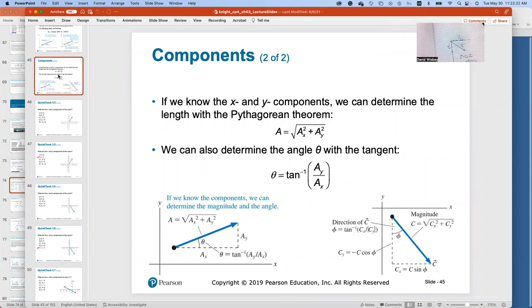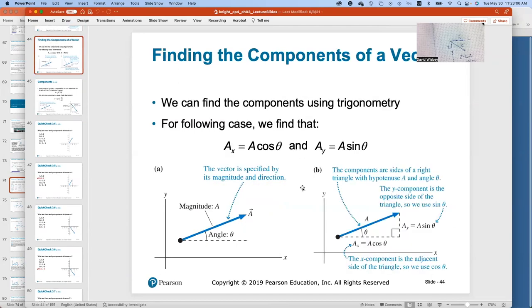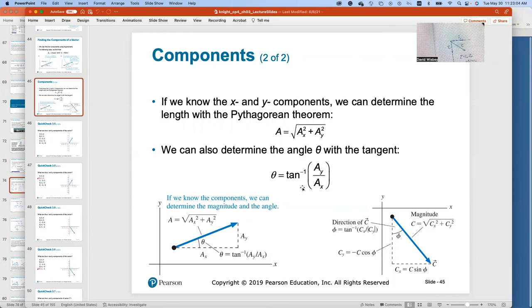Then, of course, if we know the components AX and AY, we could get the magnitude of our vector using the Pythagorean theorem. And of course, if we want to know the angle of our vector, if we know the X component and the Y component, we can use arctangent or inverse tangent of AY over AX to get our angle there. Okay, so this slide and the last slide, these two you can use to find almost everything you need to know about vectors.